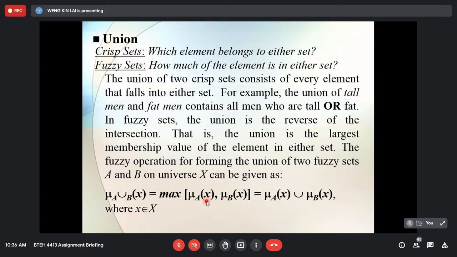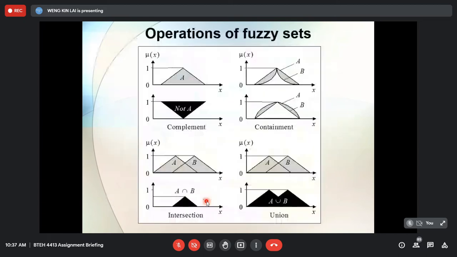So back to our earlier example of 180 cm on the universe of discourse height. At 180 cm, your membership belonging to average will be 0.1. Membership for tall is 0.5. So you take 0.5. As simple as that.